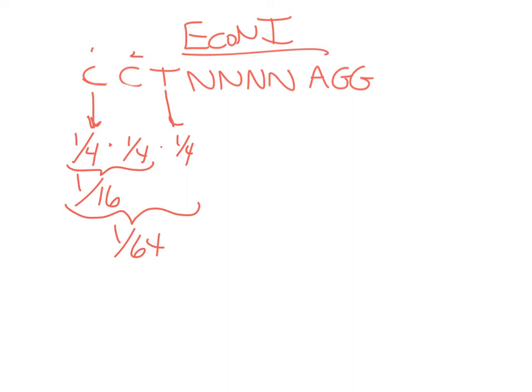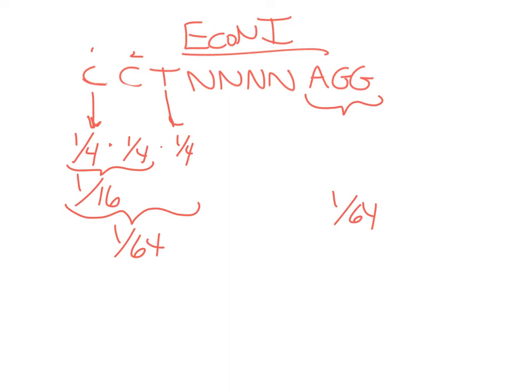And that's exactly the same thing that happens over here. So you've got a 1 in 64 chance that if you grab 3 nucleotides all next to each other on a chromosome, you grabbed an AGG. 1 in 4, 1 in 4, and 1 in 4 multiplied together.